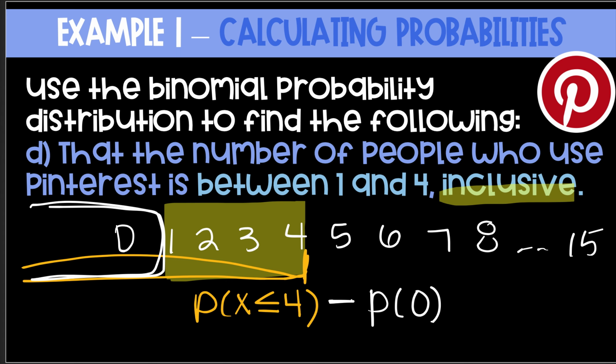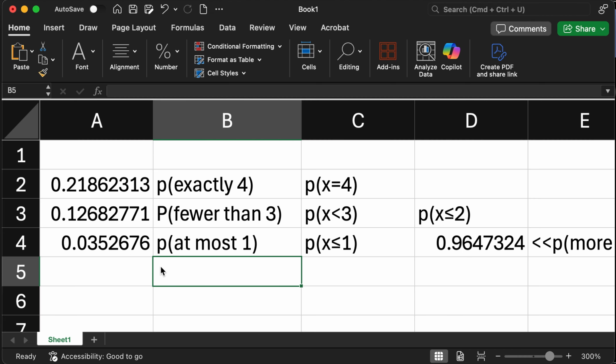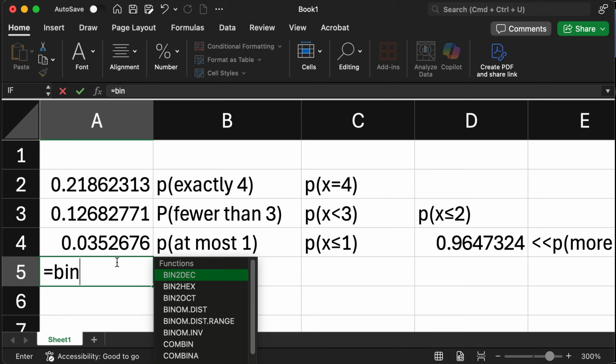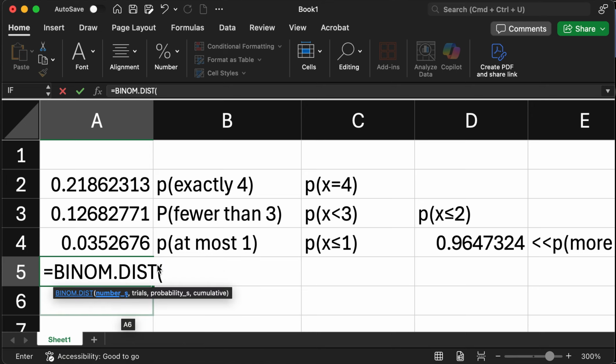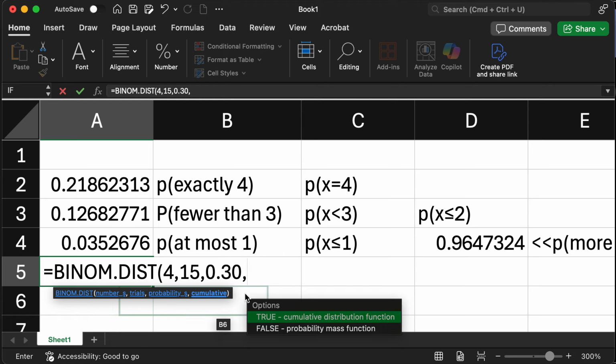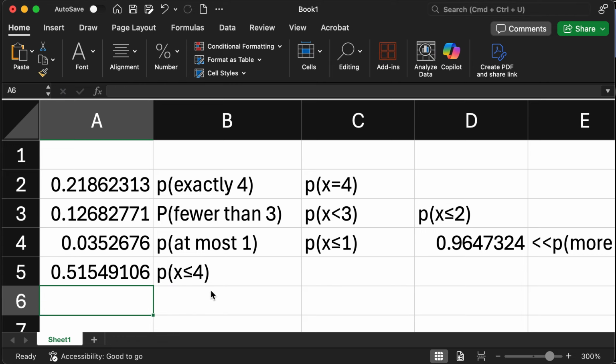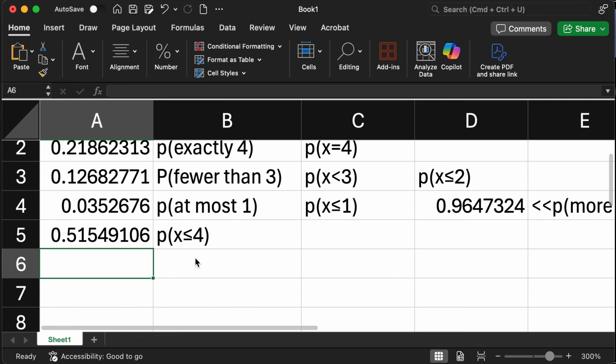Let's do it. The probability of at most 4, which is the probability of x is less than or equal to 4. I use the command equals binomial distribution. The number of values that I'm looking for is 4, at most 4. The number of trials I had was 15. The probability of success was 0.30. And yes, I'm looking for cumulative. That's the probability of at most 4, or x is less than or equal to 4.